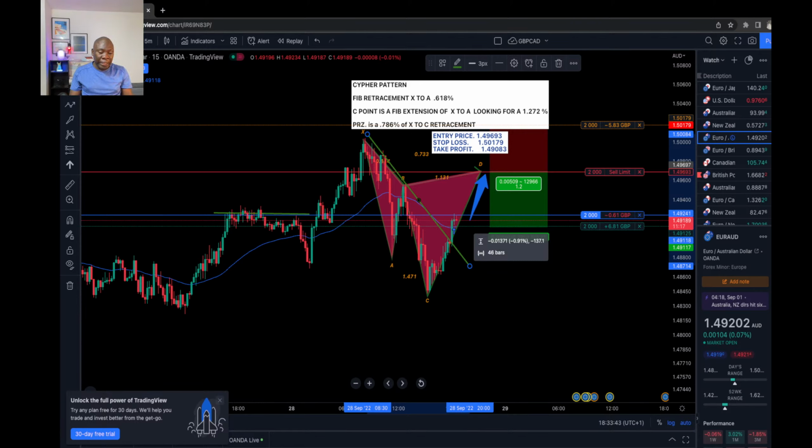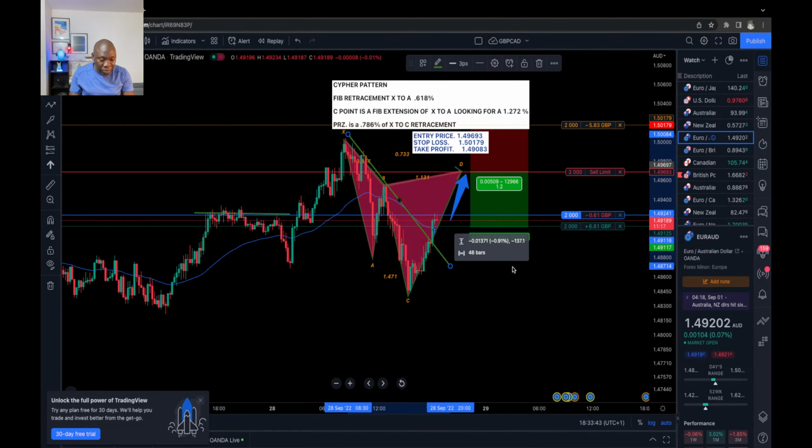Today, what I can see here is the formation of a Cypher pattern. Initially, I thought this would have been a channel pattern, but that channel has been broken. So, which is why I think that we are going to form a harmonic pattern called the Cypher pattern. This is actually an aggressive move on my part because the pattern hasn't actually formed yet. So the pattern completion is around this price here, but that hasn't actually happened yet.